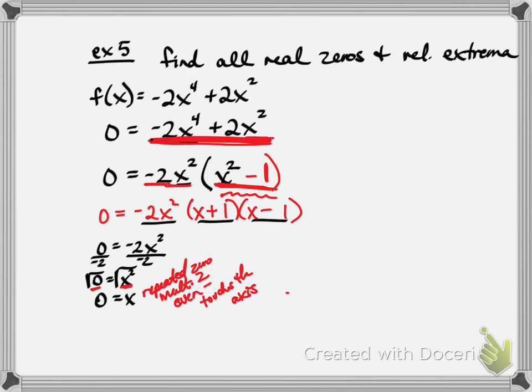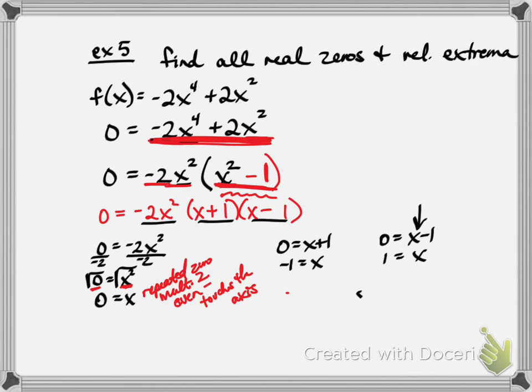Let me just scoot these over. For the other one, 0 equals x plus 1. Subtract 1 from both sides. 1x, and we got one solution. 0 equals x minus 1. You add 1 to both sides. There was 1x here, and we got one solution.